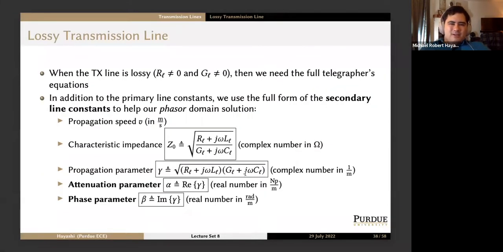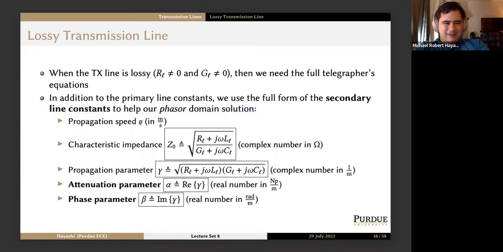So now we're going to reintroduce everything and talk about the lossy transmission line. So when the transmission line is lossy, that means we have a non-zero R_L and G_L. We need the full form of the telegrapher's equations we derived earlier. So in addition to the 4 primary line constants, we're going to talk about the 5 secondary line constants, and we're going to convert everything into the phasor domain.